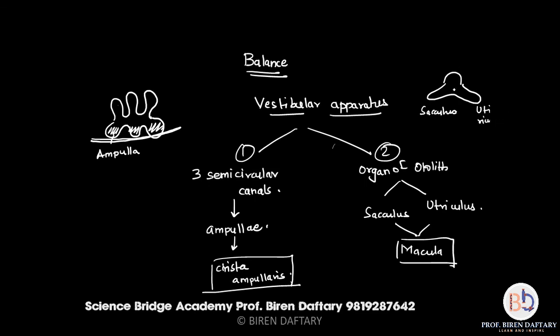And this is the organ of otolith. Now on top of the sacculus and utriculus will be another ridge which is called macula. So you just need to remember this chart. Vestibular apparatus is made up of semicircular canals and organ of otolith, with ampullae present at the base. Sacculus and utriculus have macula, ampullae have crista ampullaris, and these 2 portions are the main receptors or parts of the vestibular apparatus which help in balance and body posture.